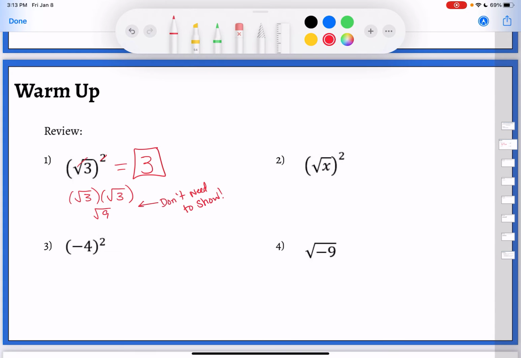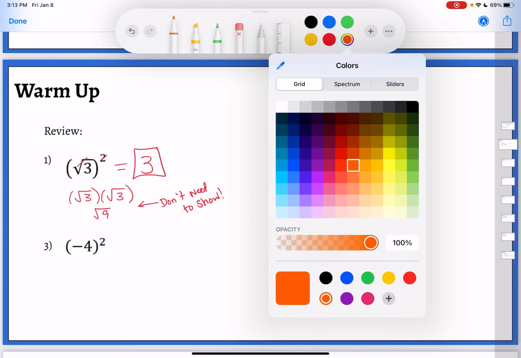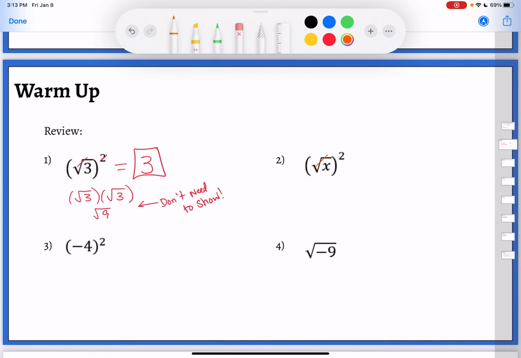Okay. So then the square root of x squared, right? Since we know that they're inverse operations, the square root of x squared would just give me x as my answer. Down at the bottom, just some review of negatives, right? Negative 4 squared is really negative 4 times negative 4. 2 negatives there, right? Negative times a negative is a positive 16. So just don't forget that. Those parentheses make a big difference.